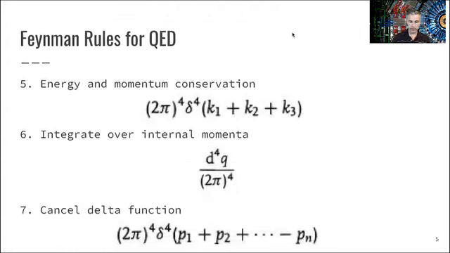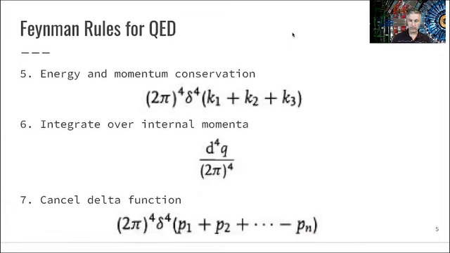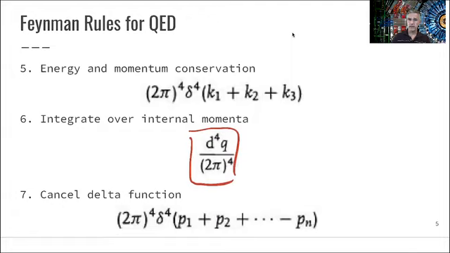Excellent. So the next step is very much the same. There's no change. We have to make sure that there's energy and momentum conservation, and we enforce this by introducing delta functions. We have to integrate over each and every internal momentum, and each internal line gets one of those integration factors. And then after we integrate, we are left with a delta function, and we have to cancel that delta function.